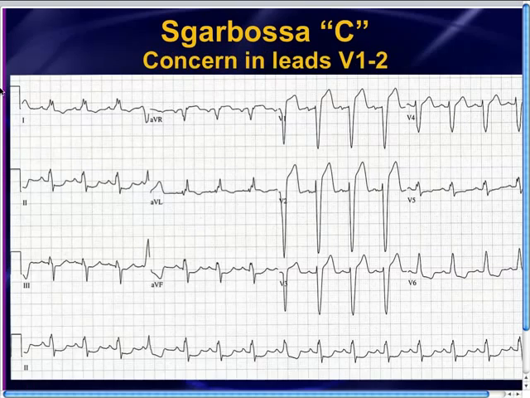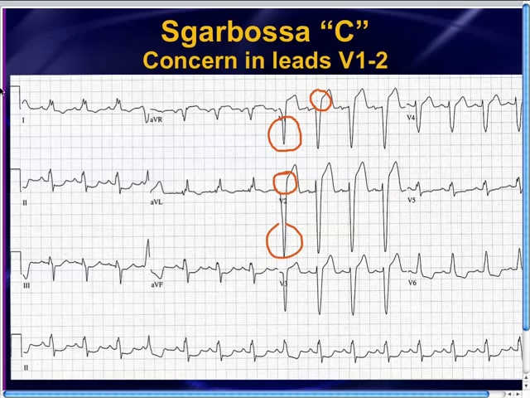What about Scarbosa C? This is the one that has been discovered to be not quite as accurate. A and B, more than 90% accurate. C, maybe about 60% accurate, so not quite as good. But Scarbosa C, remember, QRS complex goes down in V1 and V2. ST segment is elevated. Normally that's good, but it's too much elevated. More than 5 millimeters of ST segment elevation in the opposite direction. That's considered bad. And so this would meet the Scarbosa criteria based on that Scarbosa C.